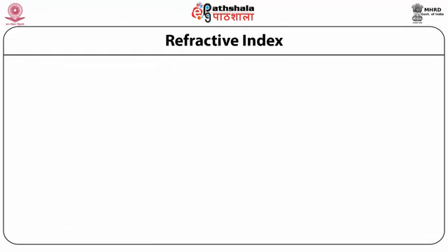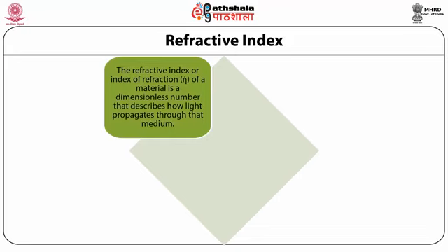Now coming to refractive index, the refractive index or index of refraction of a material is a dimensionless number that describes how light propagates through that medium. When light travels at an angle between two materials, it bends according to their refractive indices. In order to reflect, the light must be on the wider side of the critical angle. Current consumer trends favor clear products in the cosmetic market.